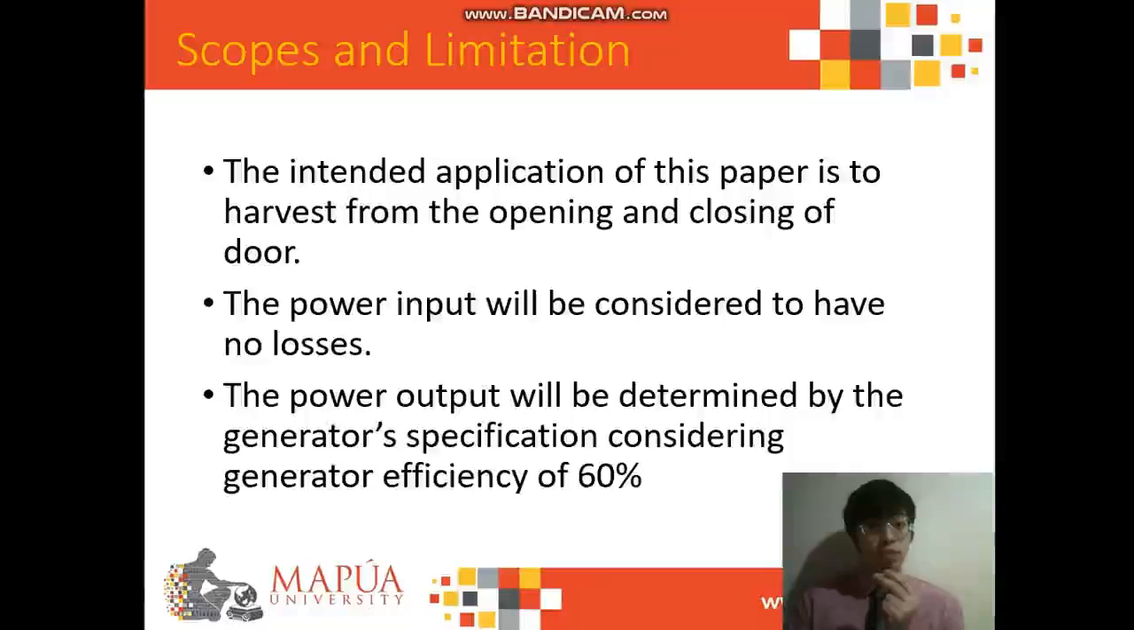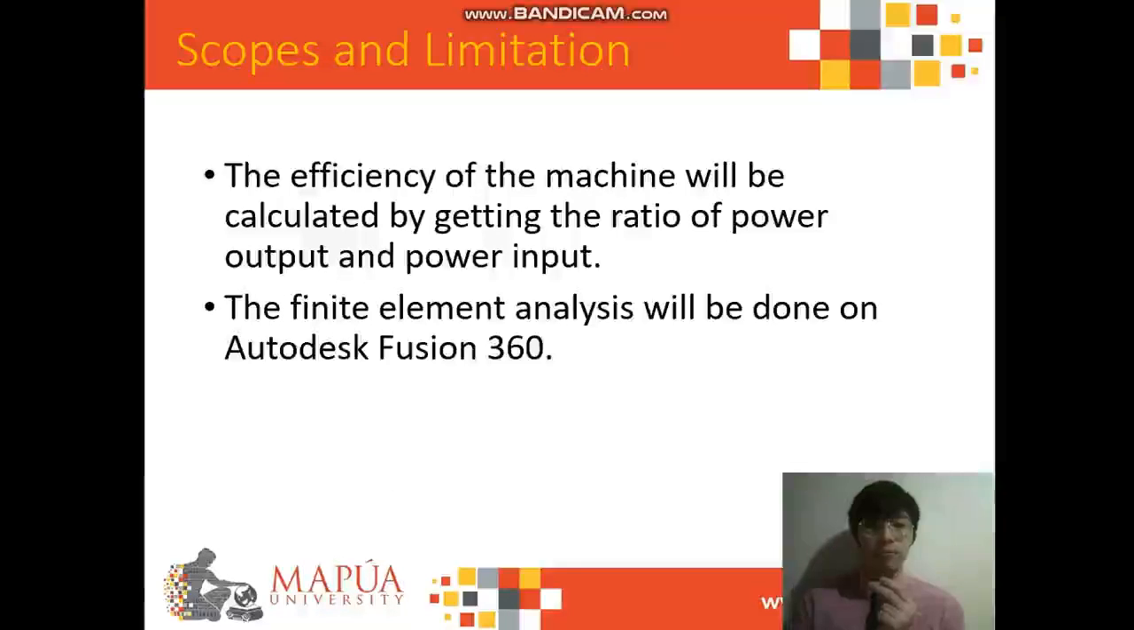The power input will be considered to have no losses, and the power output will be determined by the generator specification considering a generator efficiency of 60%. And the efficiency of the machine will be calculated by getting the ratio of power output and power input. The finite element analysis will be done on Autodesk Fusion, and the finite element analysis will be validated through our theoretical analysis, which we will compute.